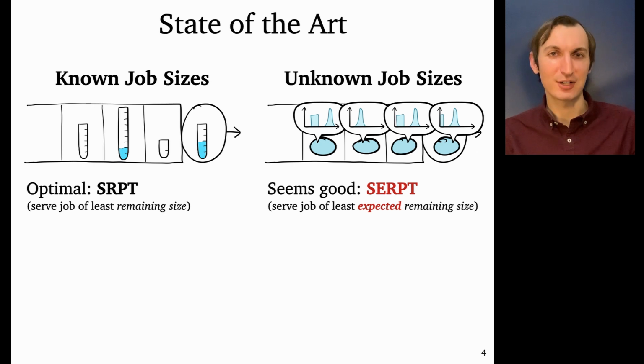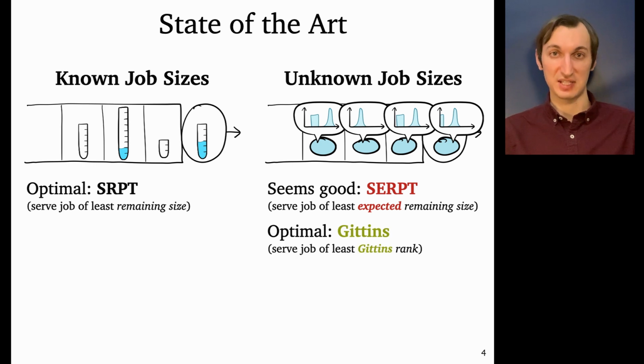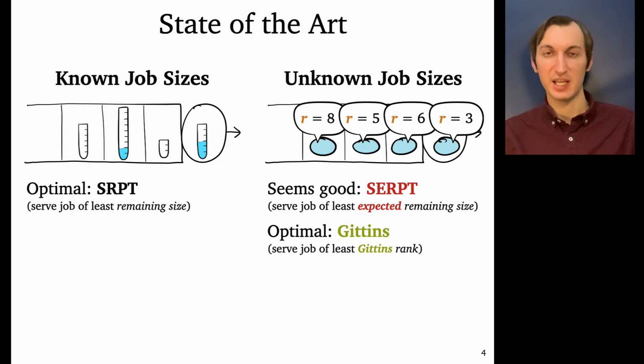So SERPT seems like a great idea, right? It seems like we're naturally generalizing SRPT to the case where we don't know job sizes. Surprisingly, SERPT actually isn't optimal for minimizing mean response time in the unknown size setting. Instead, that honor goes to the Gittins policy. The way the Gittins policy works is more complicated than SERPT. What it does is it looks at each remaining size distribution and solves an optimization problem to come up with a number called that job's Gittins rank. If you've heard of Gittins index, it's the reciprocal of that. And so once it's come up with these Gittins ranks for each job, it serves the job of least Gittins rank.